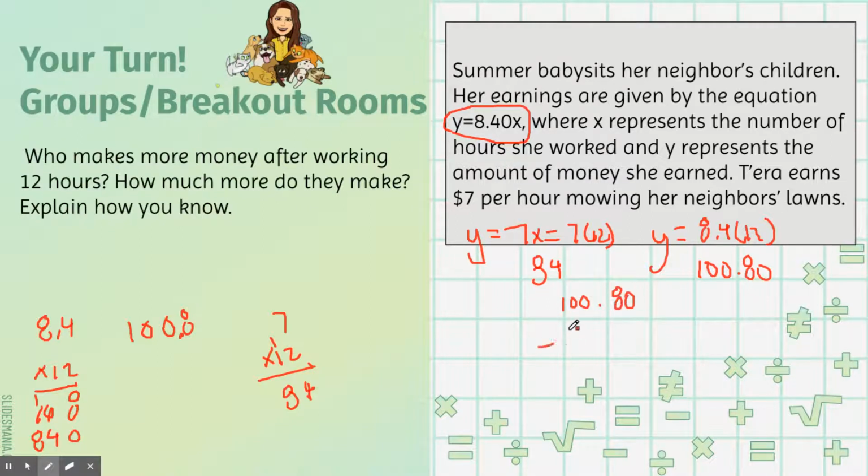$100.80 minus 84. Obviously that's going to still leave my 80 cents there, but I'm going to have to borrow. This is going to be a 9, that's a 10. 10 minus 4 is 6. 9 minus 8 is 1. So she makes $16.80 more. In 12 hours, Summer makes $16.80 more.